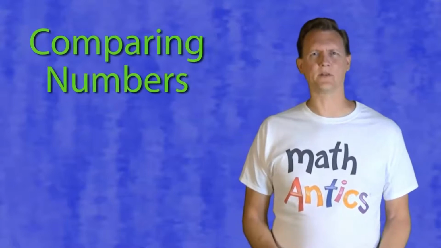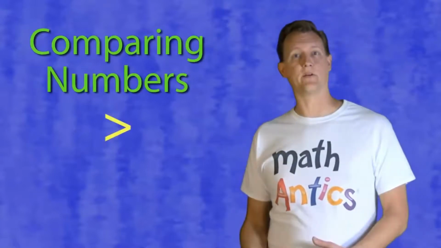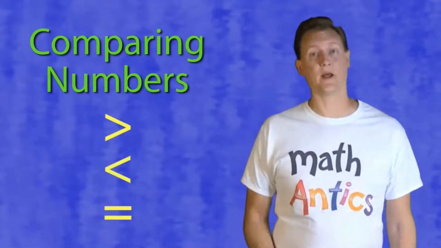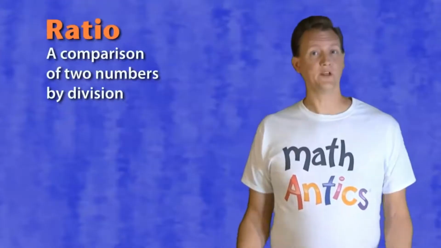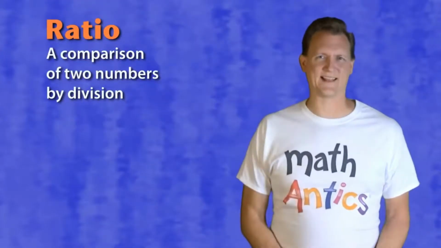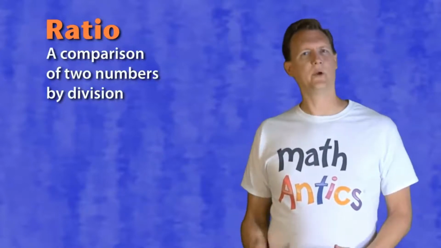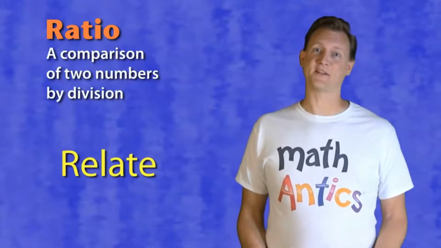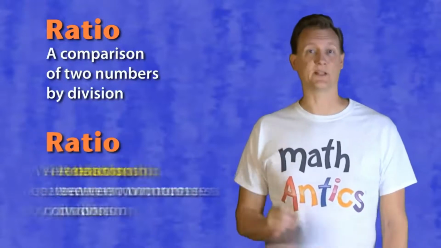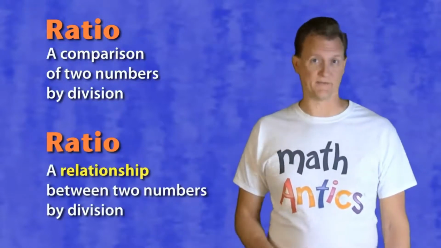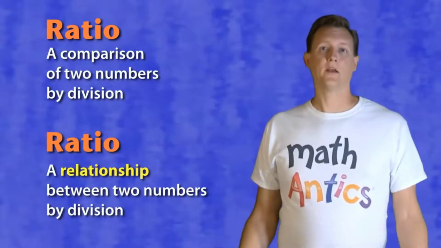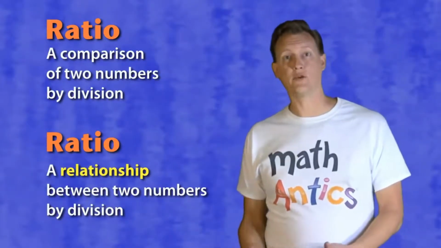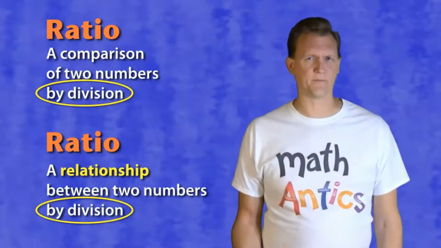It's confusing because most of us think of comparing numbers as trying to decide if a number is greater than, less than, or equal to another number. But with ratios, we're not trying to compare numbers like that. Instead, we're really trying to see how two numbers relate to each other. And so at Math Antics, we like to think of ratios as a relationship between two numbers by division.